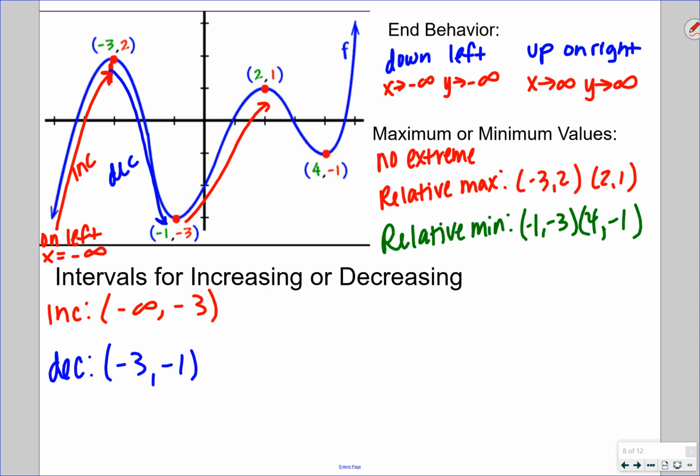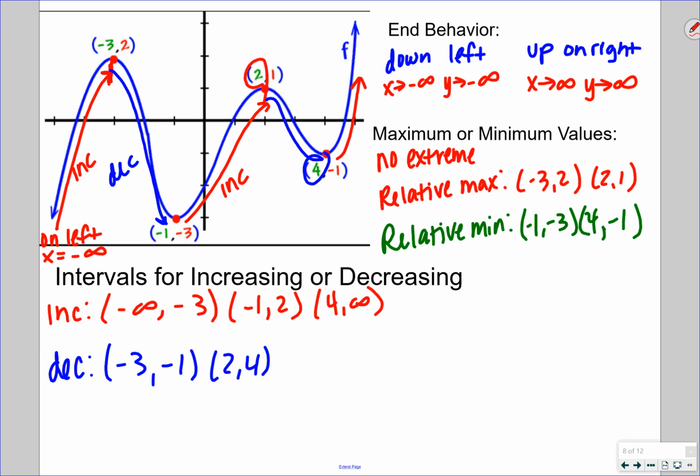Turn around again and I start to go up. This is an increasing interval. From when x is -1 until when x is 2. When x is 2, I turn back around, I go back down until when x is 4. So from 2 to 4, all of the y's in between are going down. And then starting at 4 and up forever, I go back up. So that would be 4 to infinity.